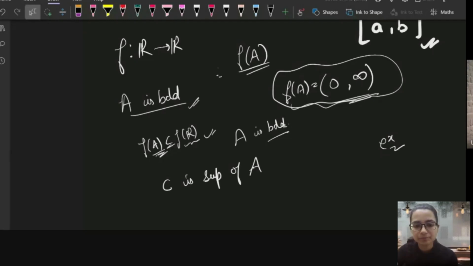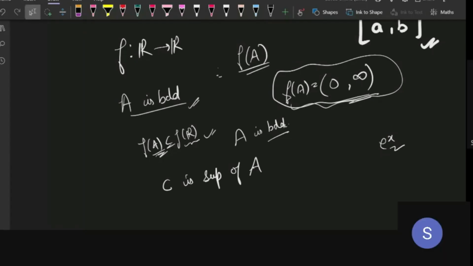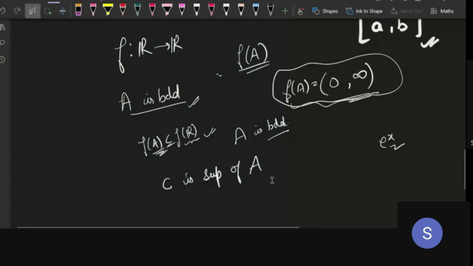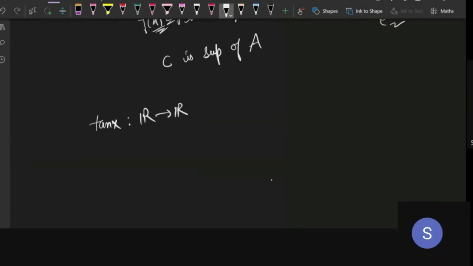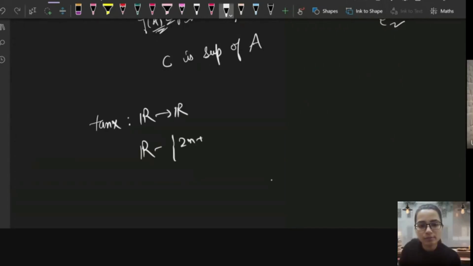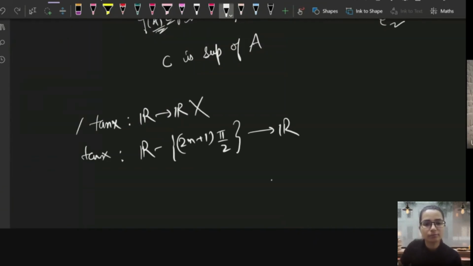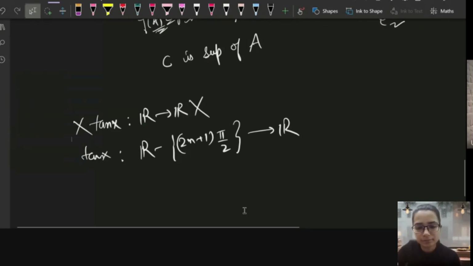Ma'am, if we take x in the interval 0 to open pi by 2 and consider the function tan x, will it be a counterexample? But tan x is not defined from R to R, no? That is defined from R minus (2n plus 1) pi by 2 to R. So tan x is not a justified example here. Okay, ma'am. Thank you.